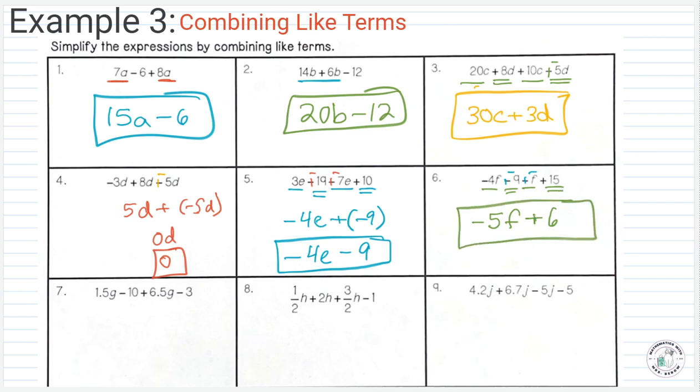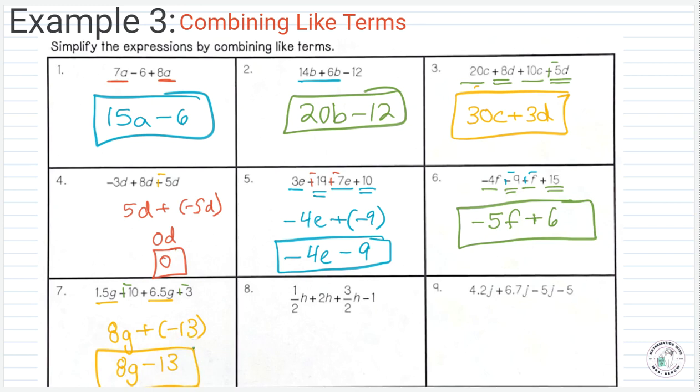All right, moving on to number 7. We got 1.5g minus 10 plus 6.5g minus 3. Again, rewriting this as plus negative 10 plus negative 3. We have some sets of like terms here. We have the 1.5g and the 6.5g. And those are going to combine to make 8g. If you leave it as 8.0, that is also okay, but we don't need to have that 0.0 on the end. So that's why I'm just going to write it as 8g. And then negative 10 plus negative 3, again, that's going to be negative 13. And we could write it as plus negative 13, but that's technically not simplified. That looks kind of messy when you have that plus negative. So we're going to rewrite this as just 8g minus 13.